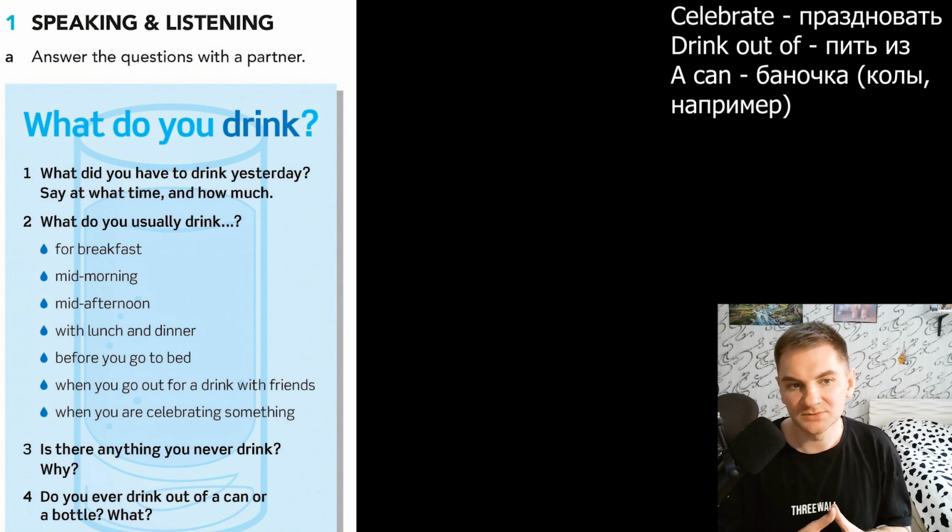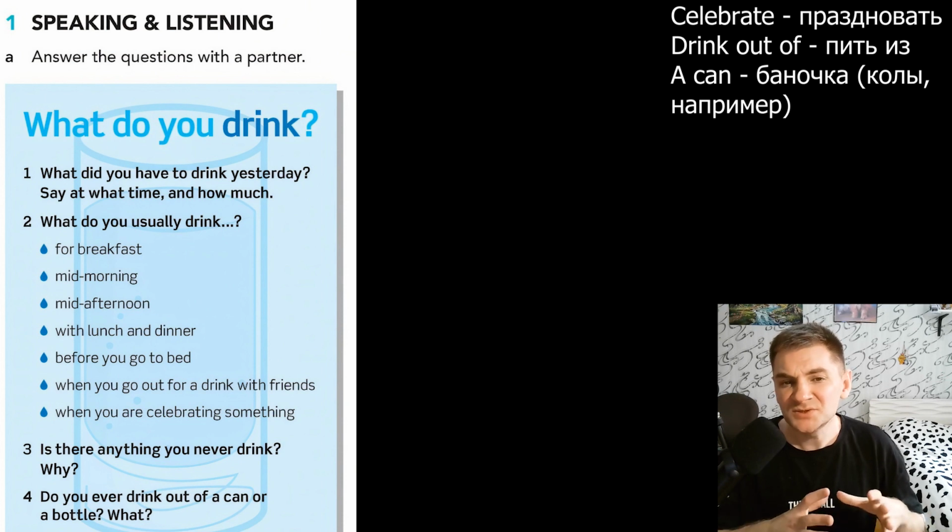And what do you usually drink before you go to bed? Maybe a little bit of water as well. And what do you usually drink when you go out for a drink with friends? Beer, just some beer. And when you're celebrating something, maybe also beer. Number 3, is there anything you never drink? Why? I never drink fruit juice. I know that it has some vitamins and good minerals, but it's too sweet for me. I don't like the taste. So for me, it's too much sugar.